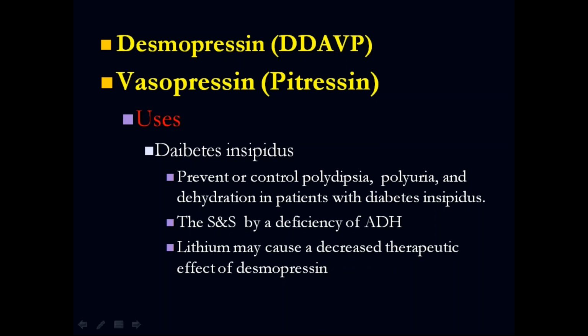Why is it called vasopressin? Because the ADH has two functions. Number one, you already know, the reabsorption of water at the level of the collecting ducts and distal convoluted tubule, especially the collecting ducts. And the other one is that it's a vasoconstrictor. The ADH can have properties of vasoconstriction.